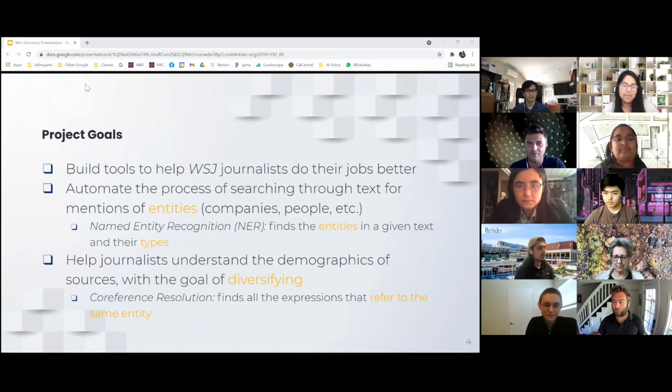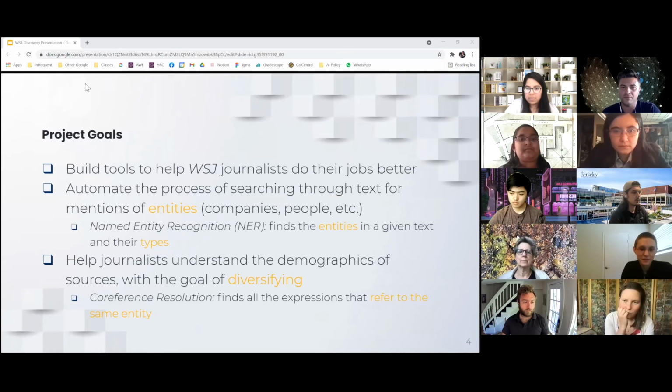And so some of our goals for the project were to build tools to help Wall Street Journal journalists do their jobs better, i.e. tracking what they're writing about and ensuring that there's a diverse set of topics they talk about. But how do we do this? We wanted to automate the process of searching through text for mentions of entities. An entity could be a company, a person, etc., like Microsoft or Bill Gates, anything of that sort. One method to accomplish this would be named entity recognition, which finds the entities in a given text and their types. So basically it will scan through a corpus and identify Microsoft and then label it a company.